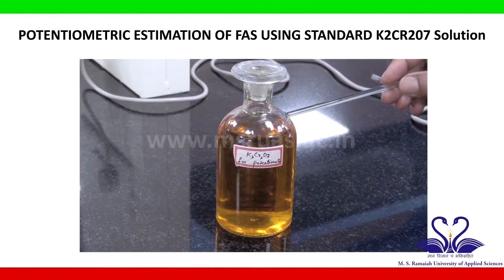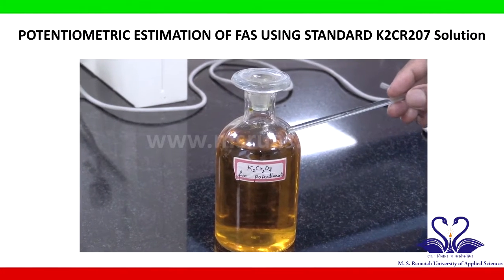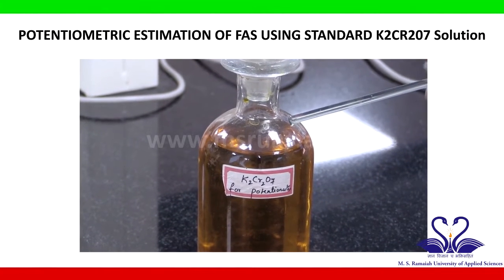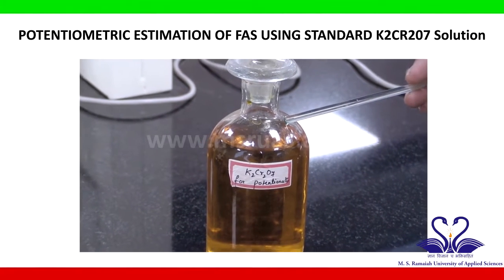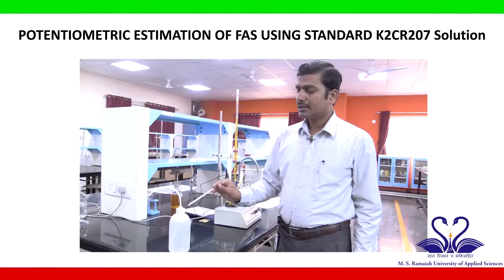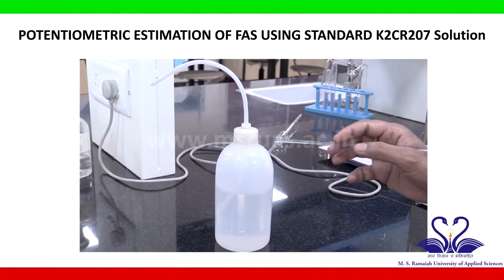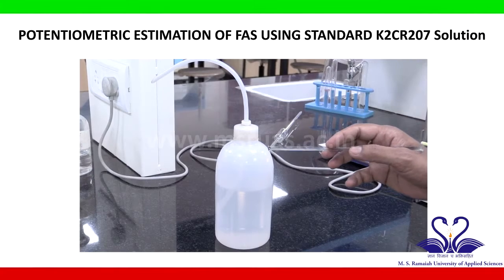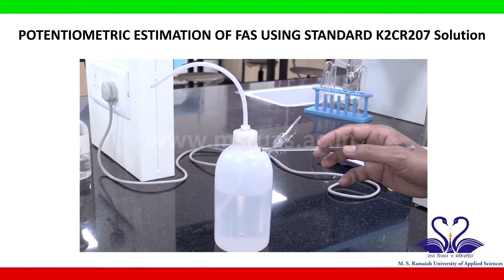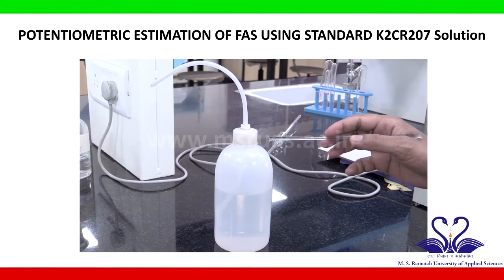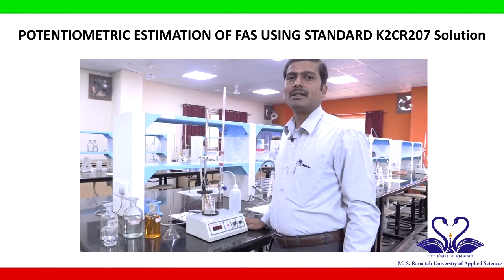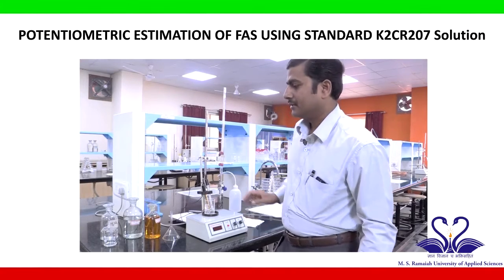And this is standard potassium dichromate solution which we are taking in the burette, where the concentration is known. This acts as an oxidizing agent. This is the distilled water bottle. Using this distilled water we are cleaning the beaker, burette, pipette and the glass rod. Before starting the experiment, let us clean the apparatus first.